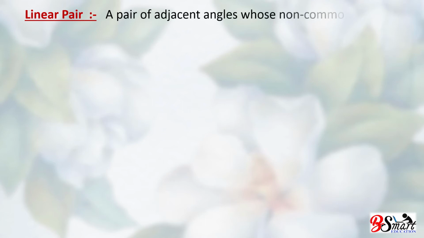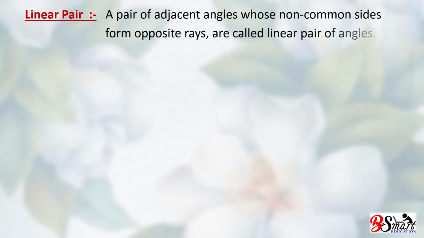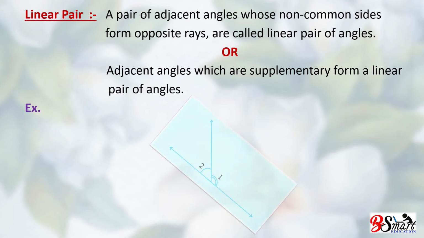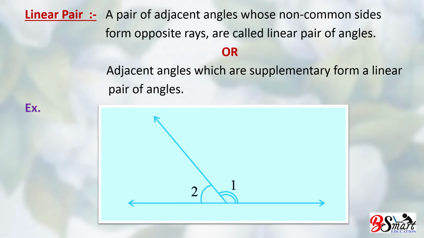Our next topic is linear pair. A pair of adjacent angles whose non-common sides form opposite rays are called linear pair of angles. In other words, we can say adjacent angles which are supplementary form a linear pair of angles. Look at the given figure to understand it more clearly.